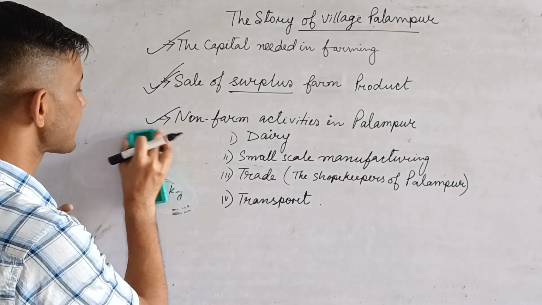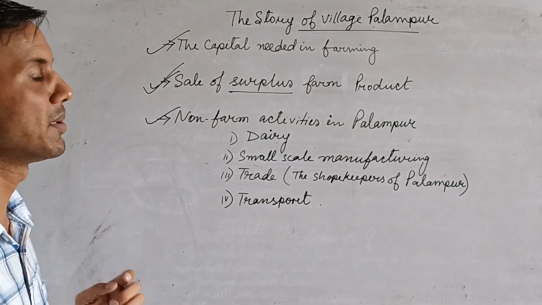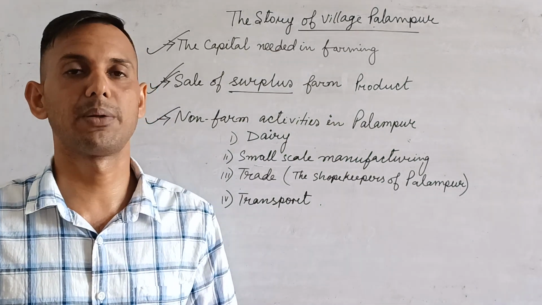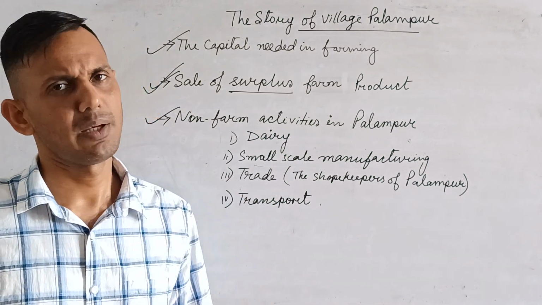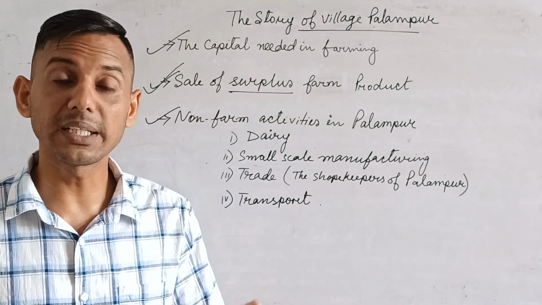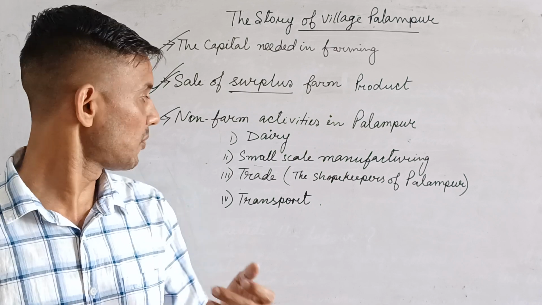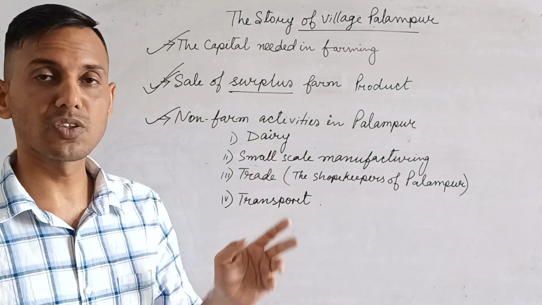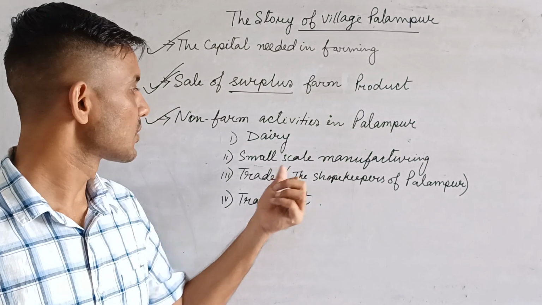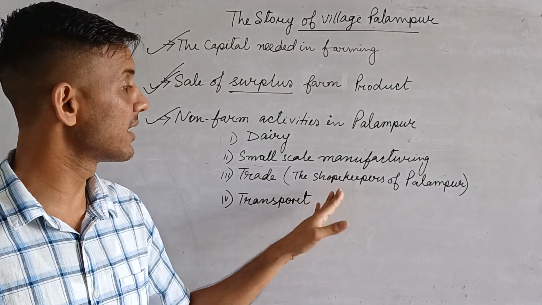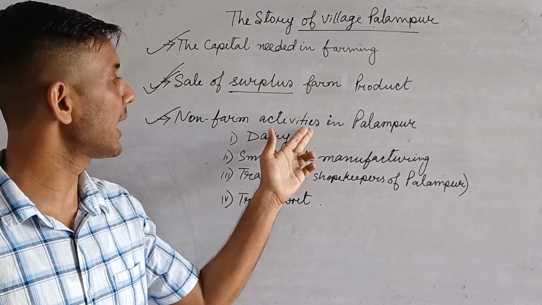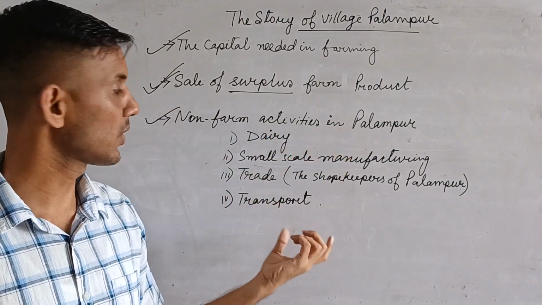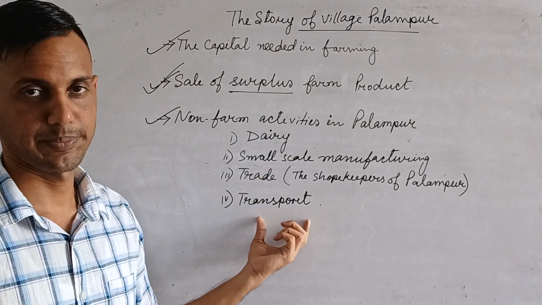Okay, so next is the non-farm activities in Palampur. What are non-farm activities? Very simple: those which are not related to agriculture. For example, dairy is not related to agriculture. Small-scale manufacturing, trade, the shopkeepers of Palampur, and transport are the non-farm activities in Palampur which are not related to agriculture.